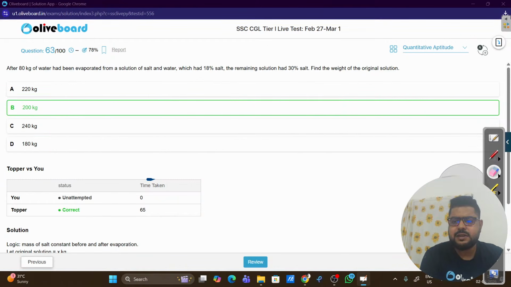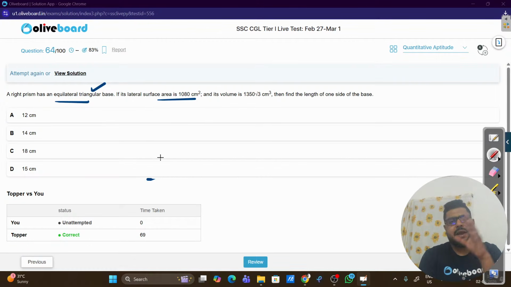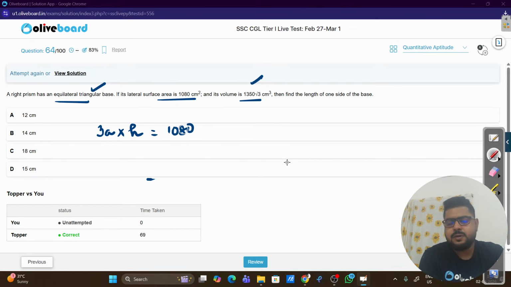Moving on, sir. Again, a right prism with an equilateral triangle as the base. Lateral surface area: perimeter of the base into height. Volume: I have two unknowns and two equations. Perimeter of the base will be 3 times A, if the side I'm taking as A, into height. That also I don't know. 1080. Volume: root 3 by 4 into A square, area of the base into height, that is given as 1350 root 3, sir.